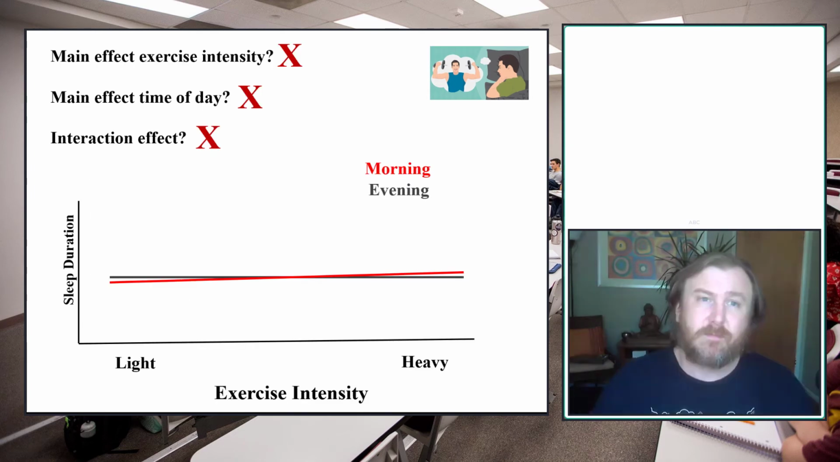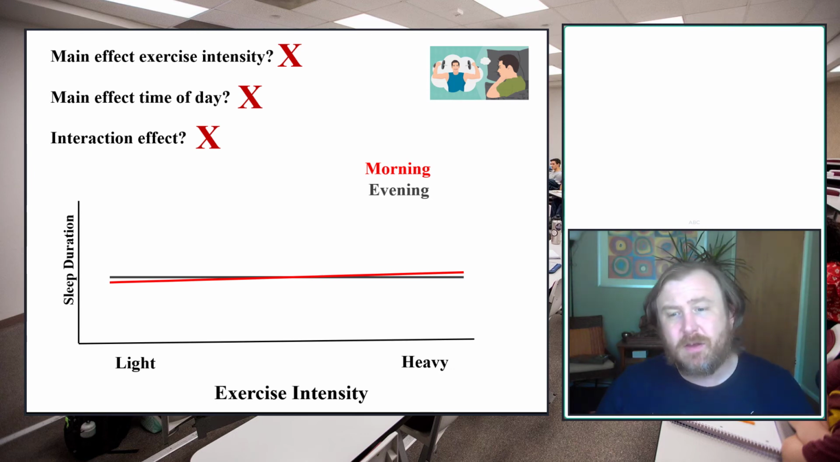So here we go. Main effect for exercise intensity. It doesn't look like light is higher than heavy. Essentially what we're doing when we're looking at this main effect is averaging the data points of the red and the gray line for light and comparing them to the average of the red and the gray line for heavy. And they don't seem that different. So this is not going to be a main effect of exercise intensity.